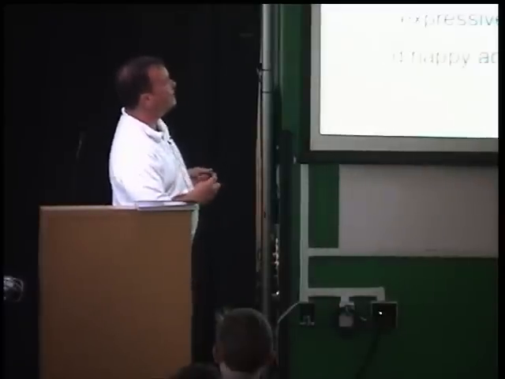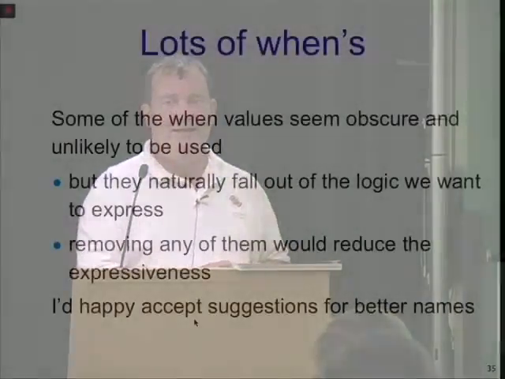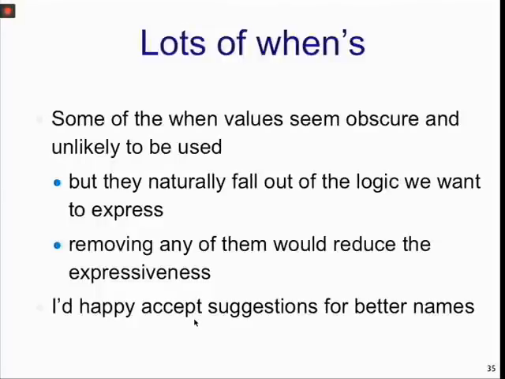A number of the win values are obscure and seem unlikely to be used. But they naturally fall out of the logic we want to express. Removing any of them would reduce the expressiveness and would force you into situations of having to define negative as the primitive as opposed to defining non-null as the primitive. So it's possible we could reduce the scope, it's a trade-off. We could probably get by with fewer sets, and it's not clear it would really hurt. But on the other hand, maybe we declare them and just say 98% of you don't need to worry about these other ones, and it gives other people the capability to build the annotations. Once again, I'm not keyed to the names.